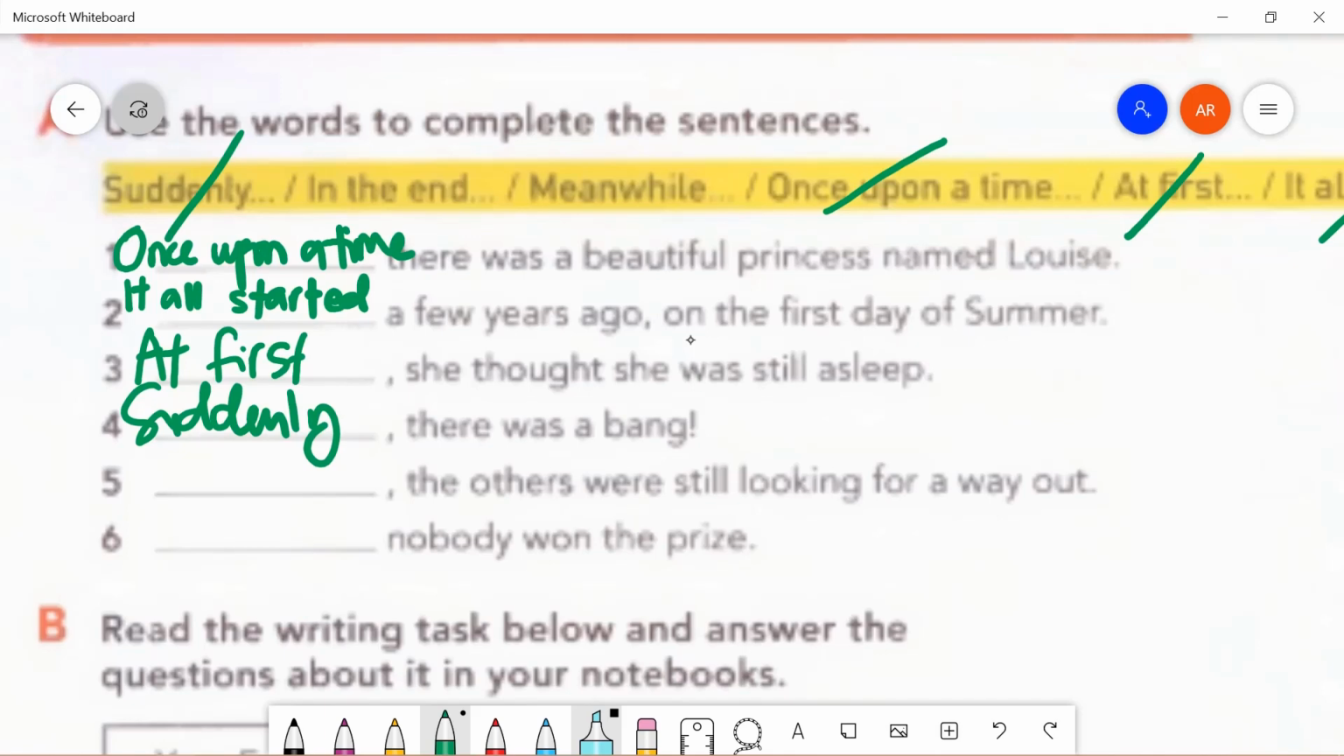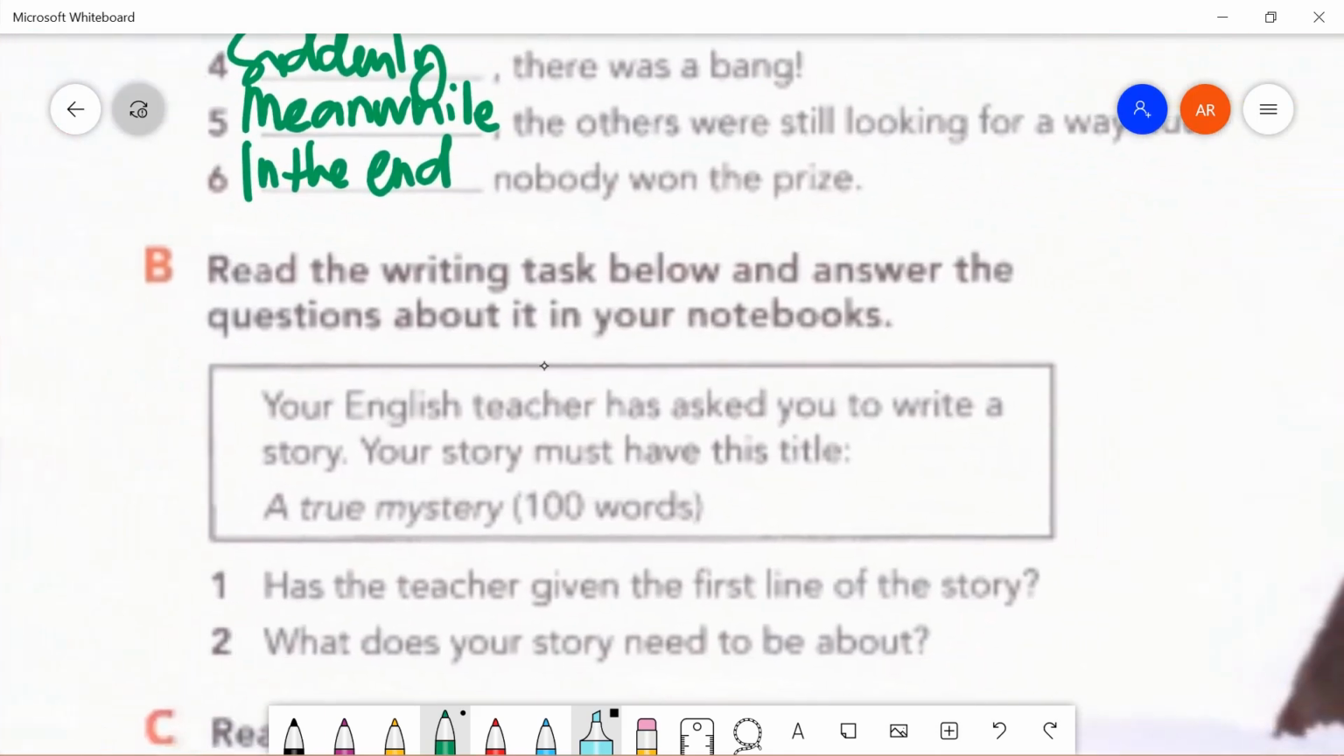Number five. In the end, the others were still looking for a way out. Or, meanwhile, the others are still. Meanwhile. Okay, the last one. Nobody won the prize. In the end, nobody won the prize. See, these are the discourse markers that you can use when writing your story, right?